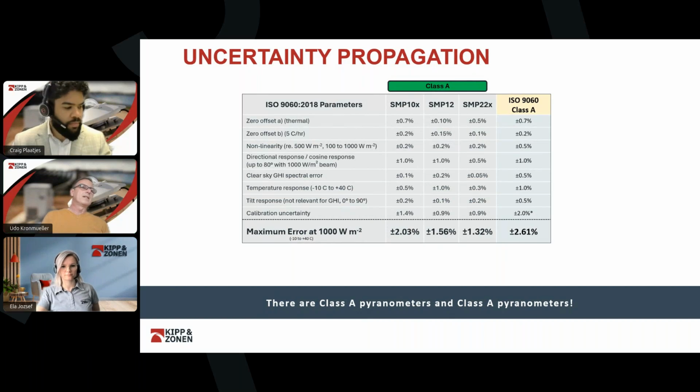1.3%. So coming back to Craig's profit loss calculation, there is a big gap coming from the uncertainty of even Class A pyranometers, and the bigger the plants are getting, the more relevant even these uncertainties are for performance ratio calculation and for the decision on how to choose the right pyranometer.